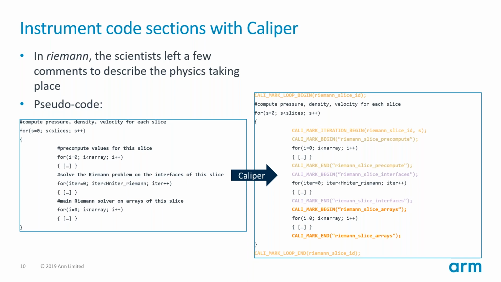In our example, the Riemann function, which corresponds to 40% of the execution time, is quite a big piece of code with more than 300 lines. Thankfully, the developers broke it down with comments in the source code that describe what is happening. Let's reuse this information to define Caliper regions and add insight as to how the different pieces of the algorithm run.